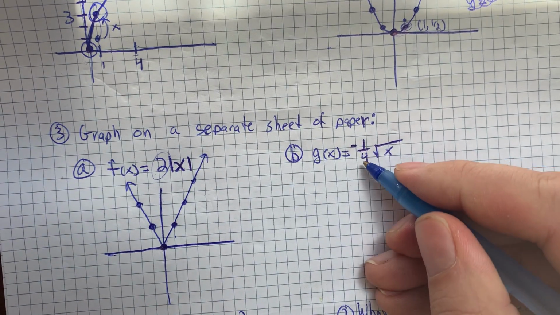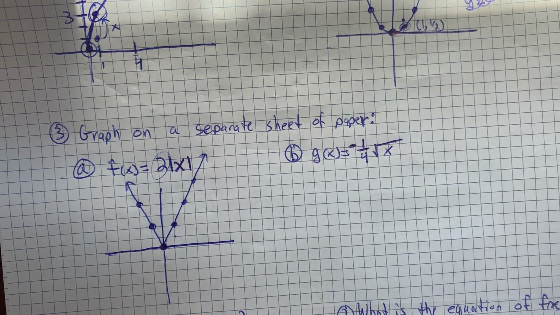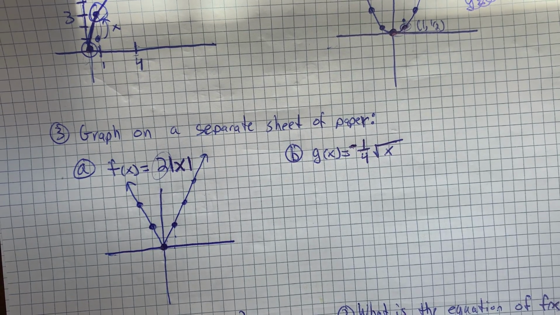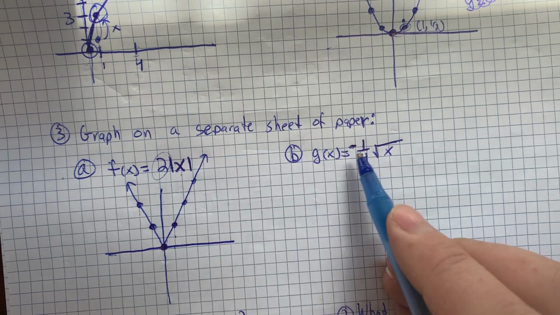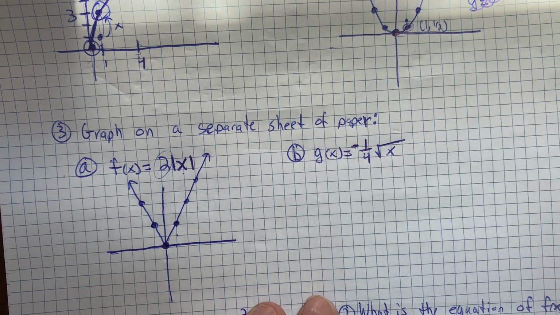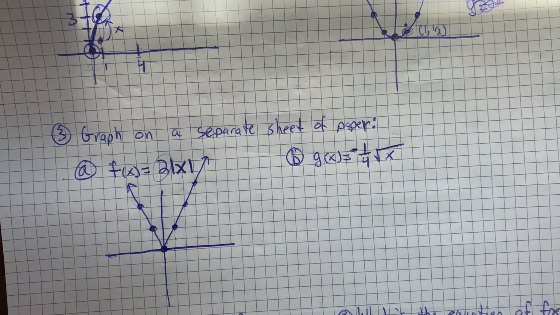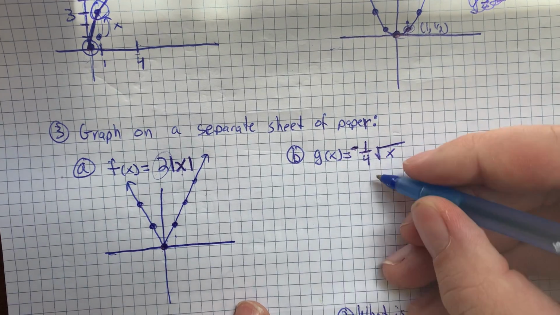All right, let's look at this other one. g of x equals negative 1/4 square root of x. On your separate sheet of paper, graph g of x. Make sure you're labeling these. This one should be labeled f of x equals. This one should be labeled g of x equals. Try to have it well organized in some way, either next to each other or going vertically. And let's see how you did graphing this.